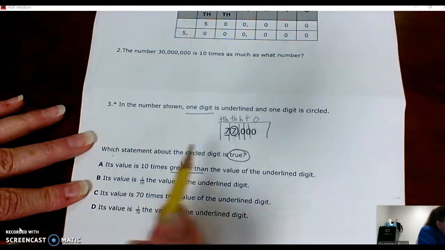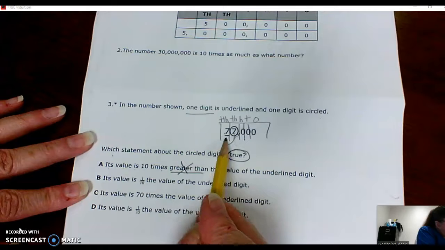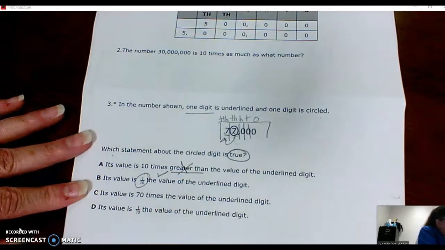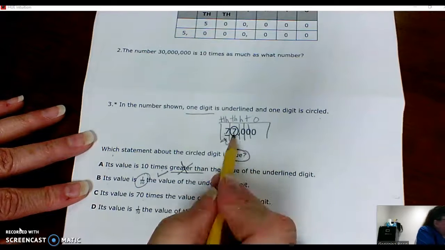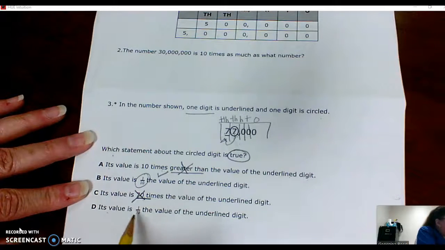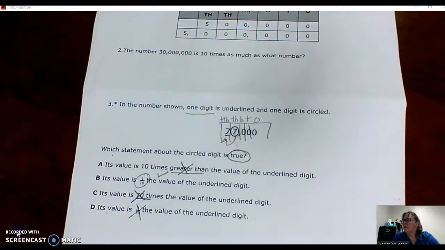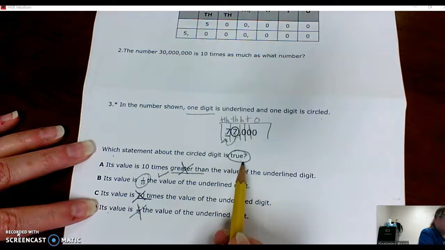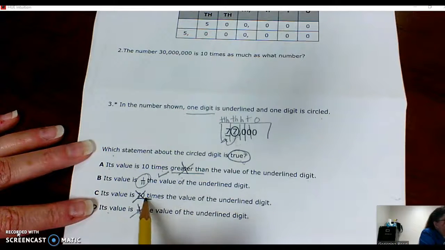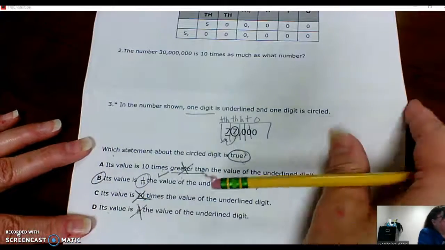This says its value in the circle is 1/10 the value of this one. That is true. Its value is 70 times, not 70. We never said 70. And it's not 1/70th. Okay? The question is that we need to understand what the question is asking, and we need to go through each answer choice and find the one that is true. So this is our answer. Okay?